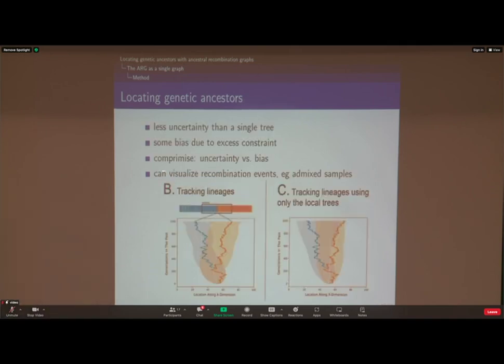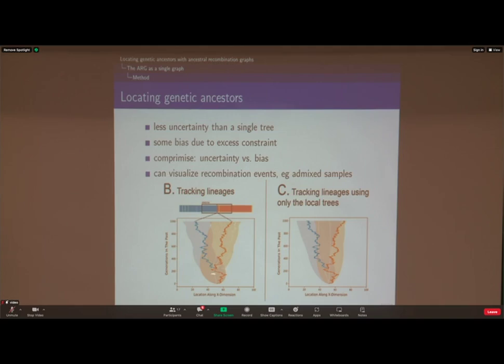And so the final thing is just that we can visualize. The exciting part of this approach is that by using this windowed approach, we can visualize recombination events in space. We can locate recombination events, and we can visualize admixed samples breaking up back in time. So this sample here has ancestry from the blue population in the top left and the orange population in the top right. And you can see the true, for these two trees, for these two lineages, they split at some point back in time. The blue came from the left, orange from the right.